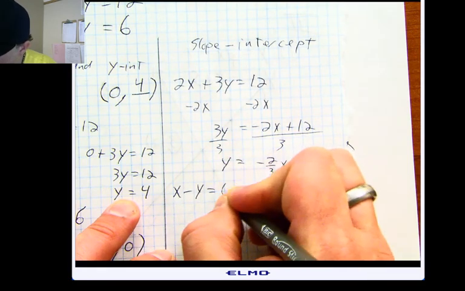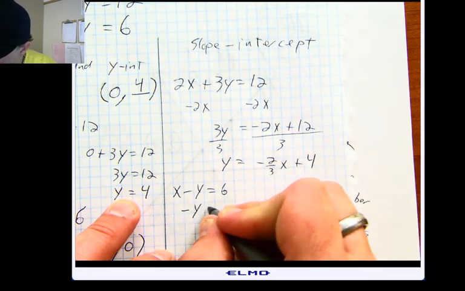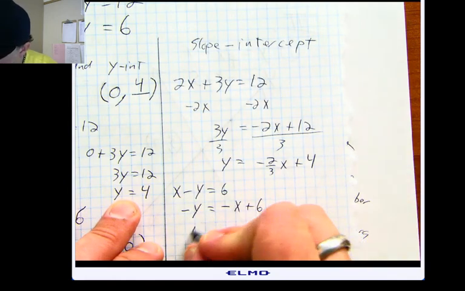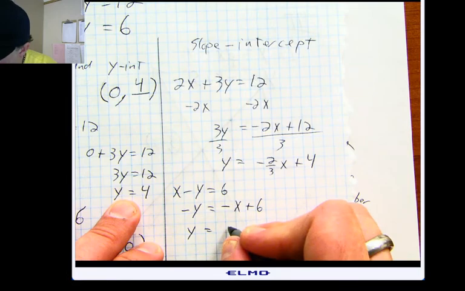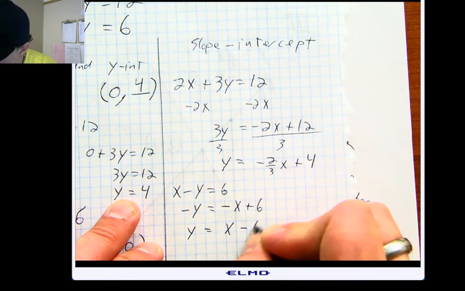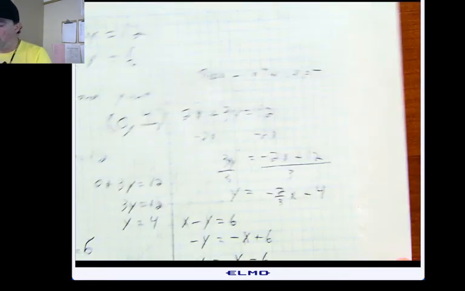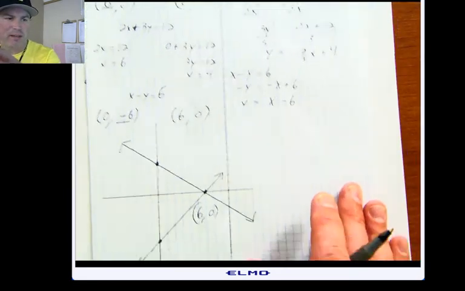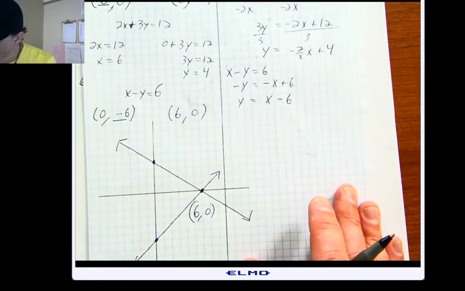Do that with the second equation. Subtract x from both sides, and I'd get negative y equals negative x plus 6. Divide both sides by negative 1, and this becomes y equals positive x minus 6. And then, just to save time, I'm going to go down to my other graph and demonstrate that it is the same graph.